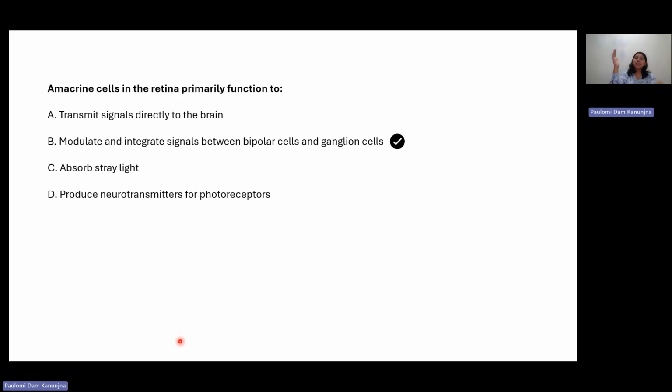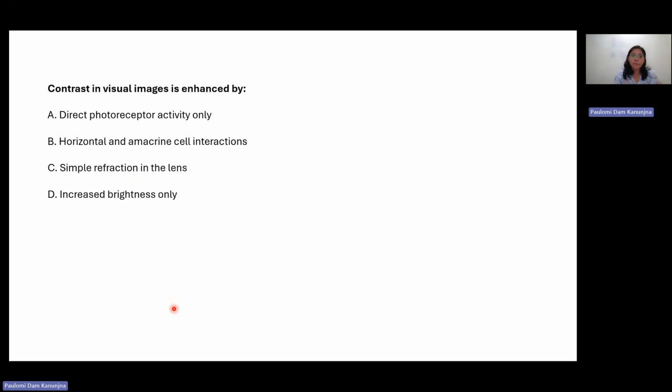So it's an interneuron. It's between the two cells and integrates information from the bipolar cells onto the ganglion cells. And we know an interneuron does not transmit signals directly to the brain. Absorbing stray light, we have already discussed, is done by the epithelial layer, and producing neurotransmitter, as we discussed, is not part of these cells, right?